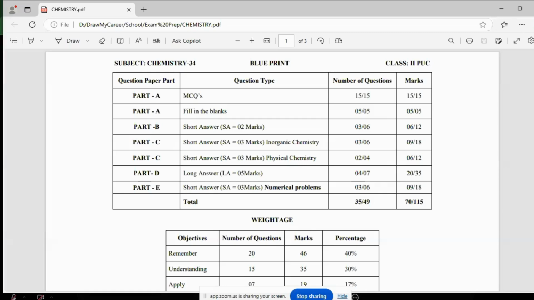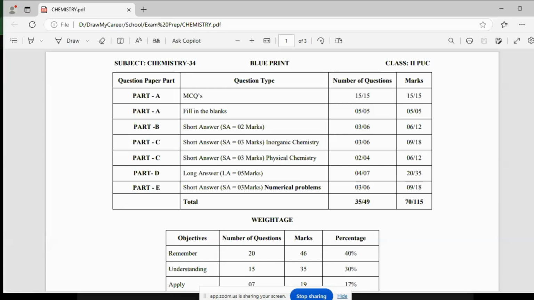Inorganic part, total 4 marks, students. 4 marks from part A: 3 MCQs and 1 fill in the blanks. Okay, 3 plus 1 it is. That is part A.